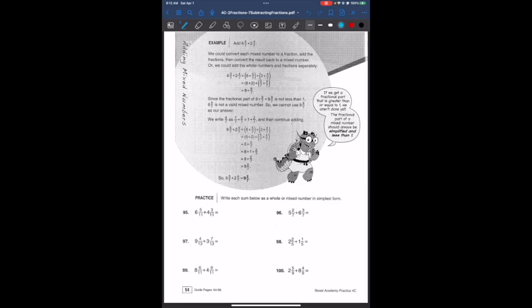And so right now we're going to talk about adding mixed numbers. Last class we talked about mixed numbers and how to change from improper fractions to mixed numbers and how to change from mixed numbers to improper fractions. But we haven't really talked specifically about how to add fractions, especially how to add mixed numbers. And so we're going to go over how to add and subtract mixed numbers today.